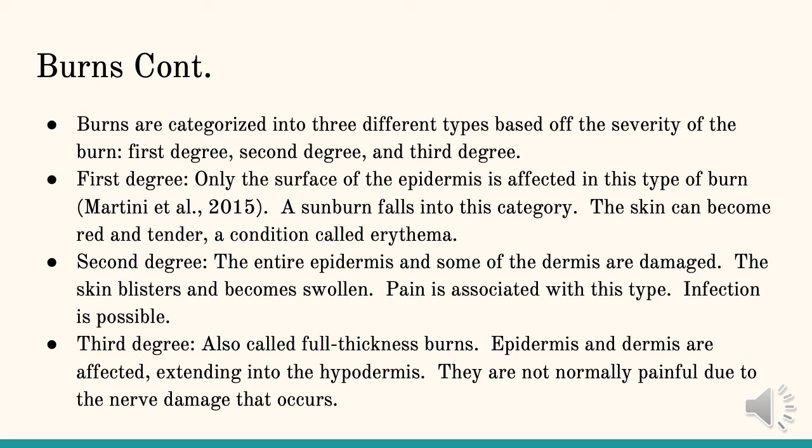For the first degree, only the surface of the epidermis is affected. A sunburn would fall into this category. The skin can become red and tender, a condition called erythema. For a second degree, the entire epidermis and some of the dermis are damaged. The skin blisters and becomes swollen. Pain is associated with this type. Accessory structures are not normally affected.